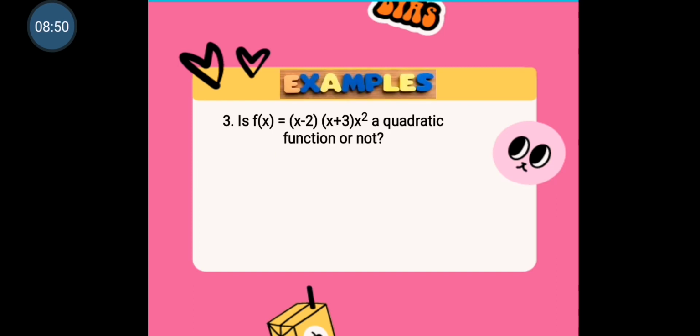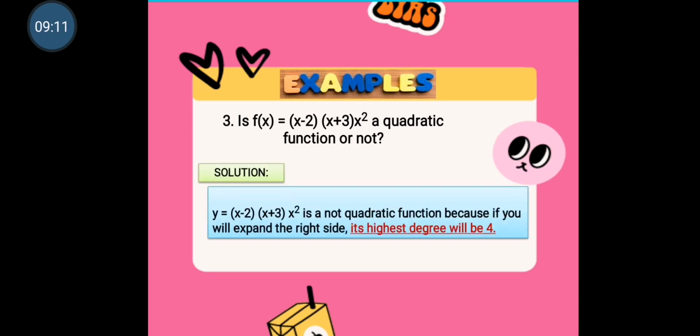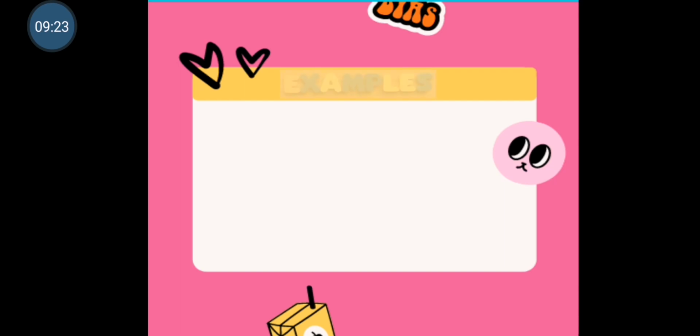Third example, x minus 2 times x plus 3 times x squared. So, ito ba ay quadratic or not? So, alam naman natin na ang x minus 2 and x plus 3 can be simplified by using FOIL method. So, ang magiging highest exponent nito ay 4. Kasi x squared times x squared is x raised to 4. So, since ang highest degree is 4, so then this is not an example of quadratic function.